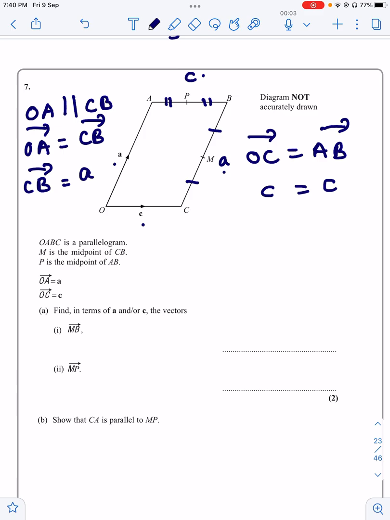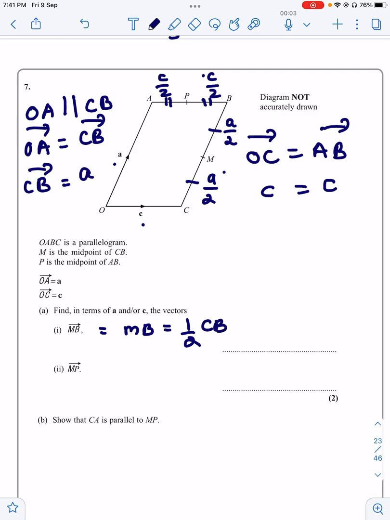So it becomes very easy for me. Look here what I am doing. If AB is C, AP is C upon 2 and PB is also C upon 2. As CB is A, which I wrote here, then CM is A upon 2 and MB is also A upon 2. So they are asking us to find MB. Very easy. MB is half of CB.